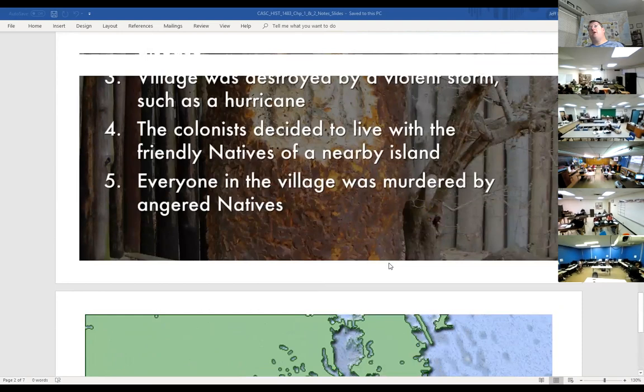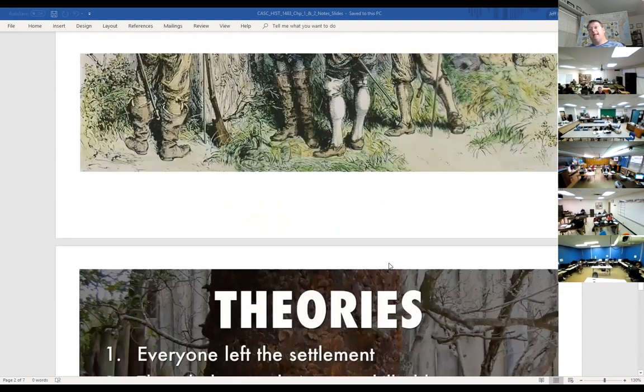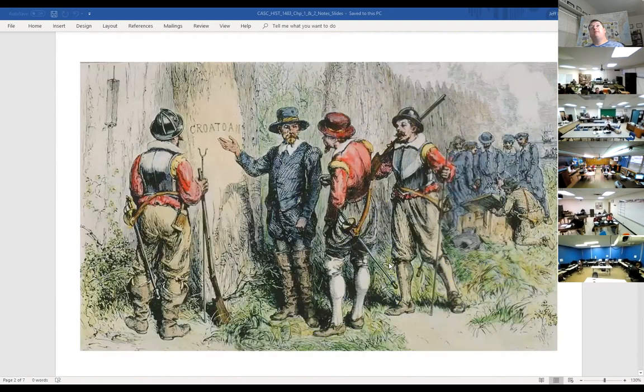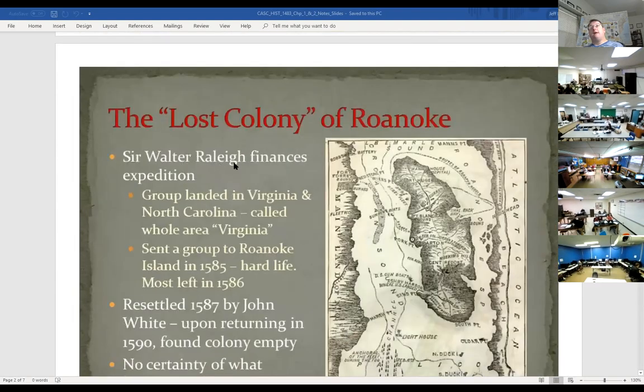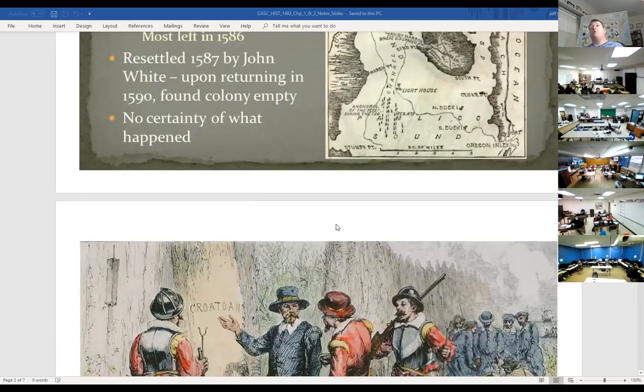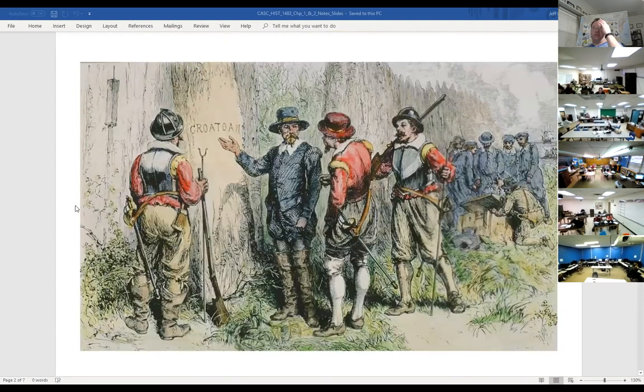But before he could go down there to that island and see, a great storm came in and he had to leave and go back to England. And it wasn't until 1602 that Sir Walter Raleigh sent another expedition to search for the lost colonists.